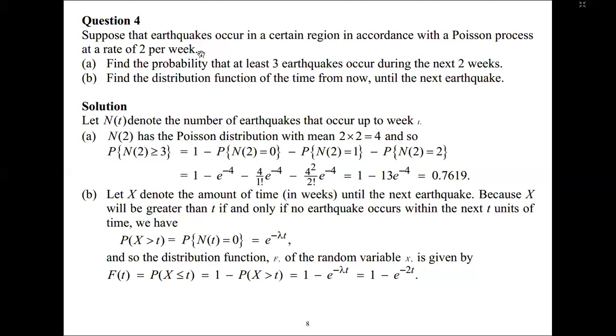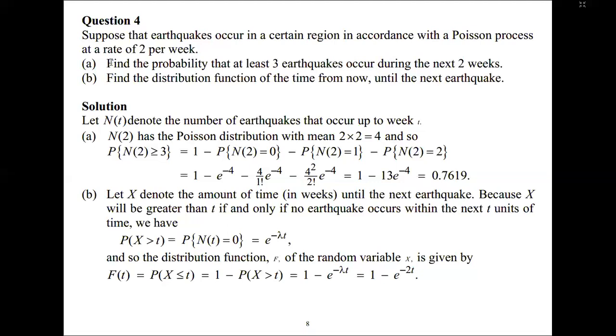So in 4 weeks, how many earthquakes do you expect to occur? 2 times 2, which is 4? No, 2 earthquakes occur in every week. So in 4 weeks, how many earthquakes do you expect? 8. Yes. These things are very important because when you know the rate, then you can always determine the lambda you are going to use for the Poisson distribution. Have you seen it?